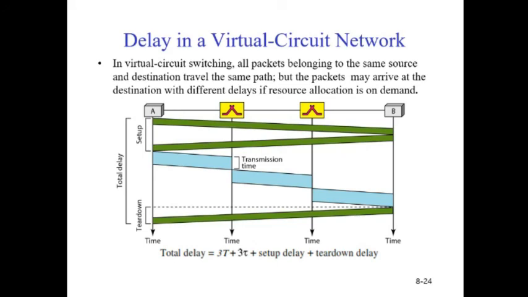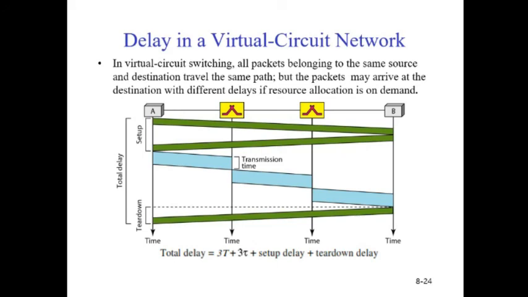Now let's talk about the teardown phase. In this phase, source A, after sending all the frames to B, sends a special frame called a teardown request. Destination B responds with the teardown confirmation frame. All switches delete the corresponding entries from the tables. So it's free.